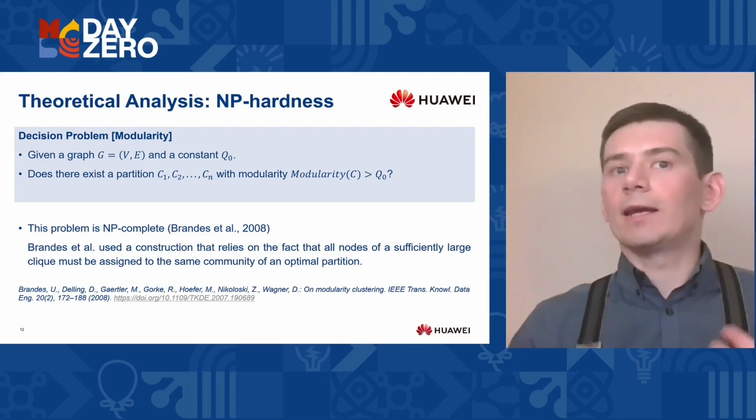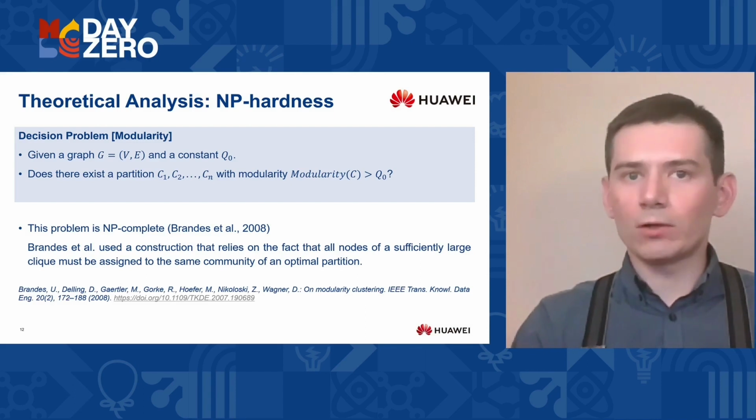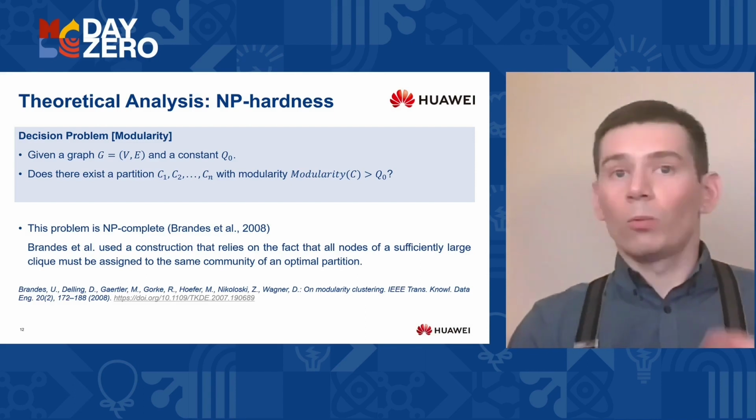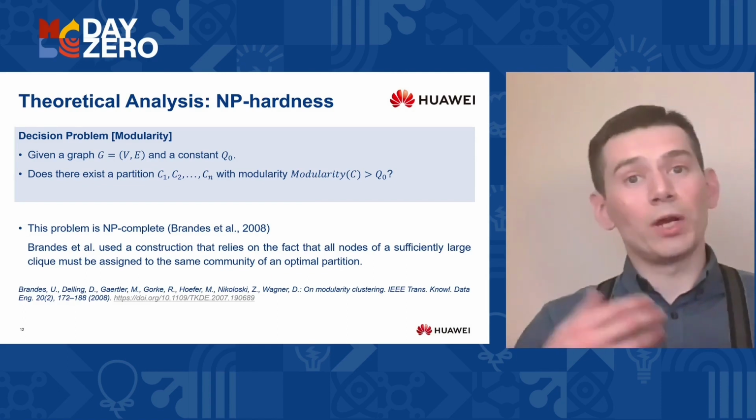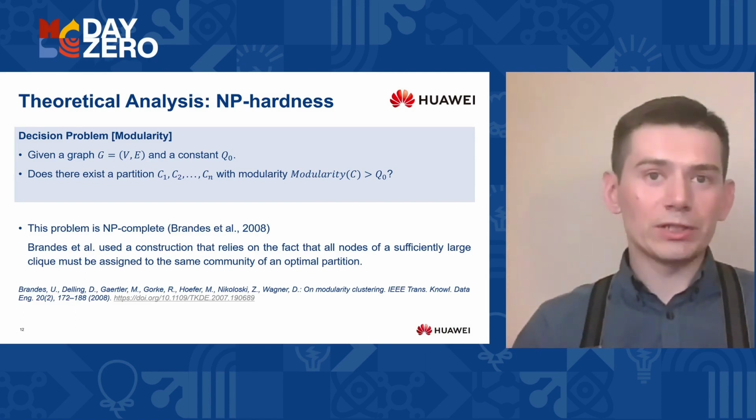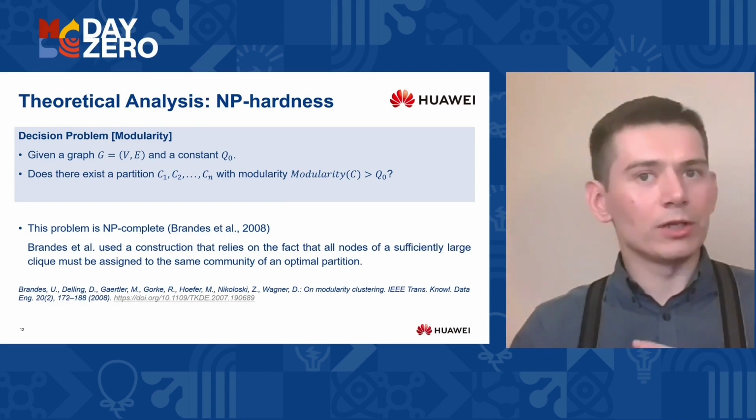Actually, it gives us a hint how we potentially can solve this task. For example, we may consider clique detection or maximal clique detection, and we can use this as a heuristic to make the initial partitioning of our graph.